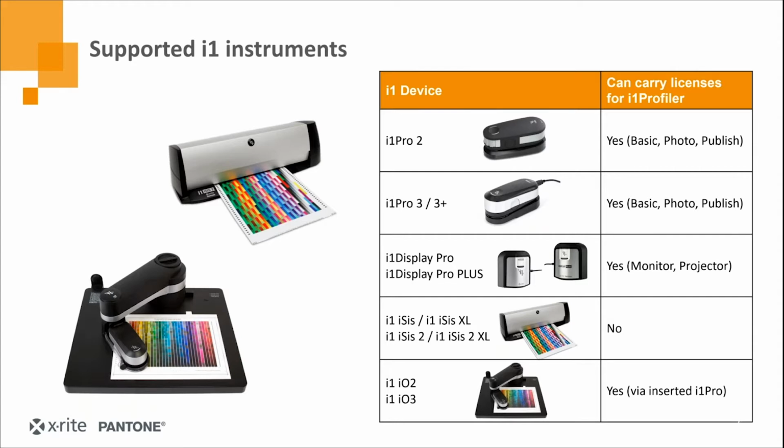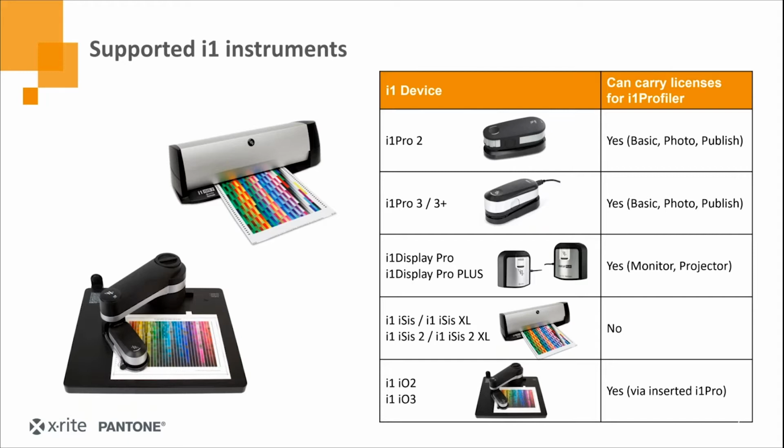Also, the iSis chart reader family is supported. These devices also allow you to automate measuring paper test charts. But here it is important to understand that an iSis does not include a license for the i1 Profiler software, so this needs to be purchased separately.